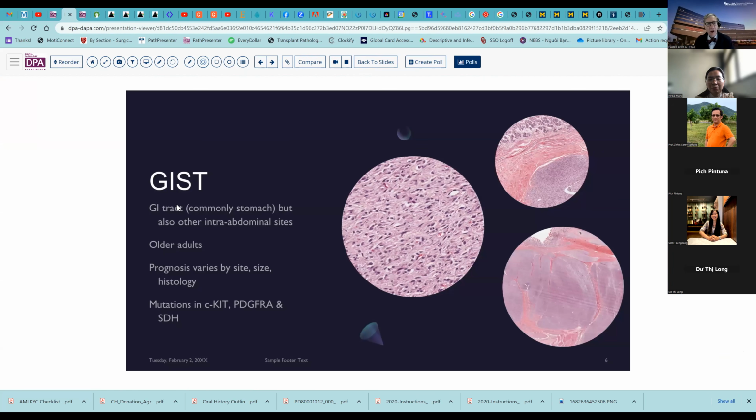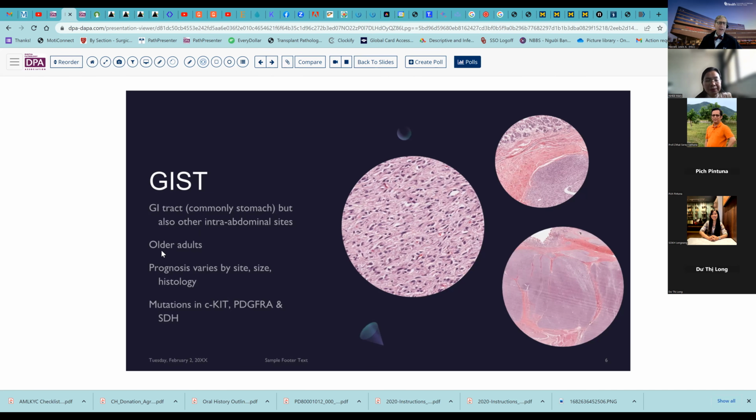Okay, well, something you've all seen, I'm sure, is the GI stromal tumor, which for the most part is exclusive to the GI tract and most commonly in the stomach. But there are occasions when you can see it in other locations, out in the mesentery. I've seen it occasionally in the bladder, maybe in the GYN tract, but generally it's restricted to the GI tract. And this tends to be slightly older adults, 40 to 60 and so forth.